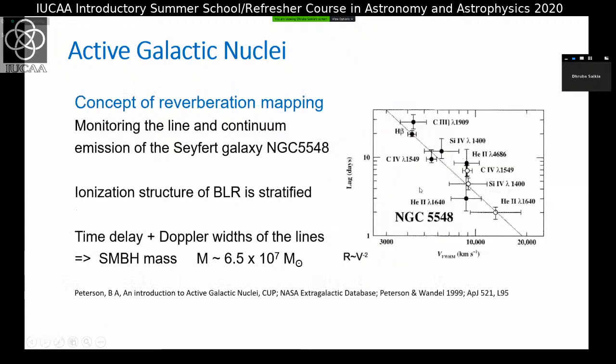And you can see over here in this plot that for the broader lines, there's a velocity width of the lines, and for those closer to the nucleus, the lag is much less. So you can use these arguments to also estimate the sizes of black holes.